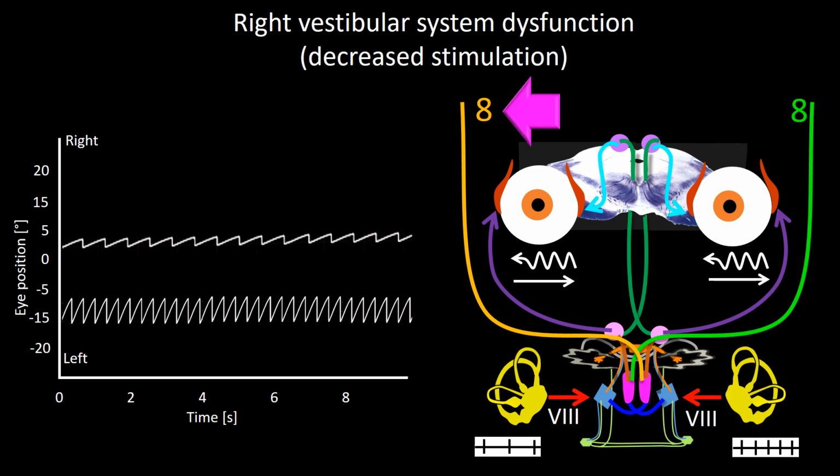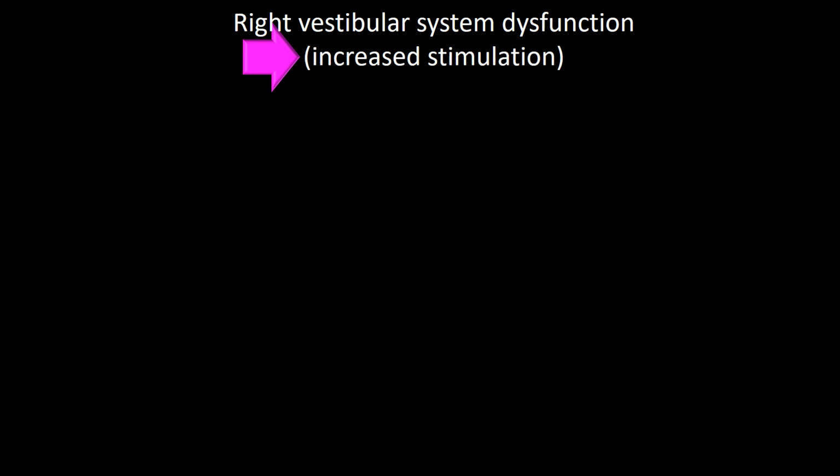This is followed by correctional activation of the right cerebral cortex area 8, stimulation of PPRF, and ultimately to fast jerks in the opposite direction to the slow drift. So we looked at the result of decreased stimulation of the right vestibular system due to decreased tonic firing of the right vestibular apparatus. Now let's look at what occurs with dysfunction producing increased stimulation of the right vestibular nucleus.